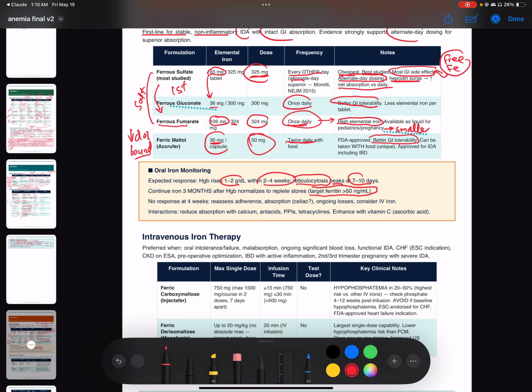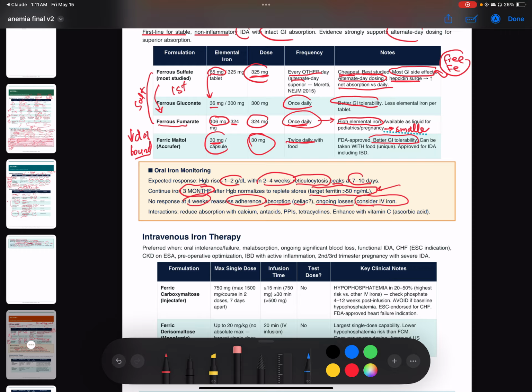So sometimes even when the hemoglobin corrects or normalizes, you need to give an extra 3 months supply of iron to correct the ferritin, which reflects the stored iron. If there is no response at 4 weeks, you need to reassess adherence, whether the patient took it, if there is an absorption problem like celiac, or if they have ongoing loss. If they have inflammation or severe anemia, they might need IV iron, which we'll talk about in a little bit.